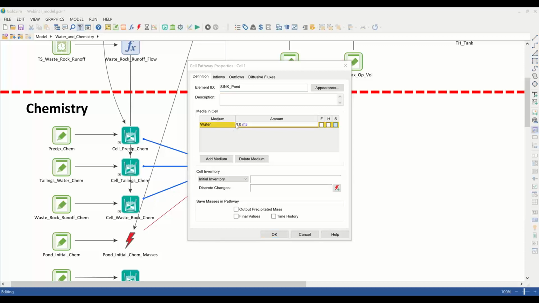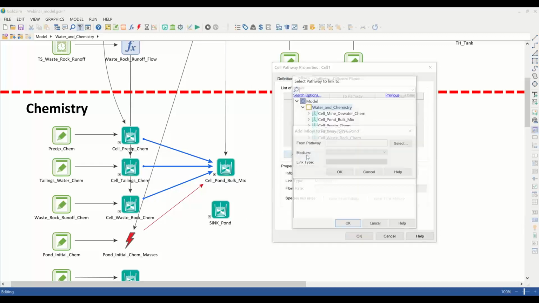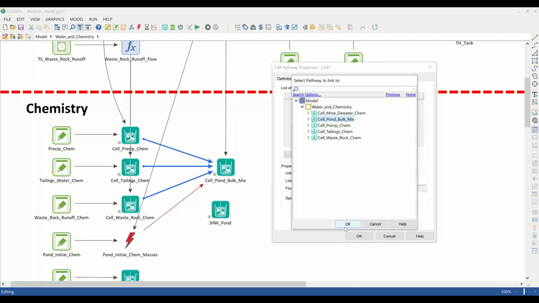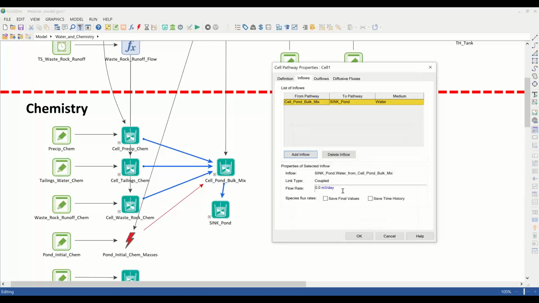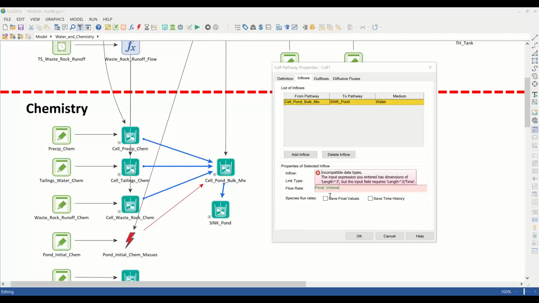You can give it whatever volume you want because this is basically a black hole that you're sending the chemistry into. I will set this to the cumulative input, and then I will specify the inflows coming from our cell pond bulk mix. And the rate of flow is equal to the demand out of the pond.